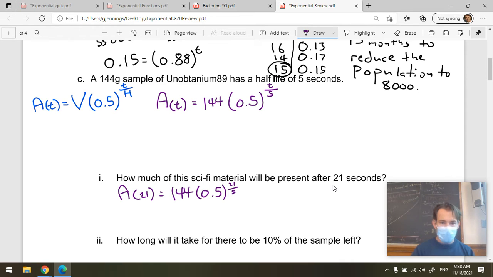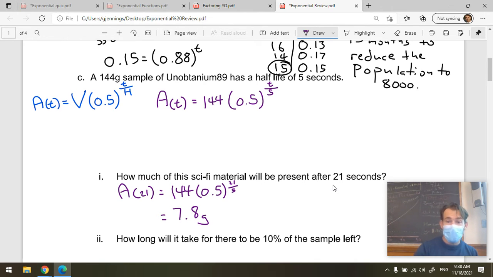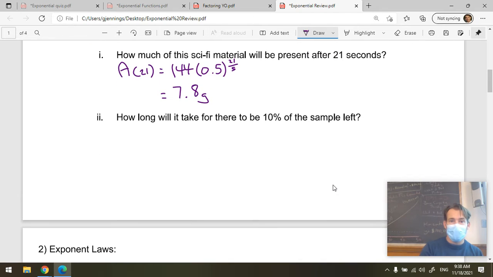All right, cool. So I'm going to raise 0.5 to the 4.2 equals, okay, I get about 5%. And then I multiply that by 144, and then I get my answer. 7.8 grams of this stuff is left. So 8 grams is left at 21 seconds. So that's equal to 7.8 grams. Therefore, there will be 7.8 grams of this material left at 21 seconds.